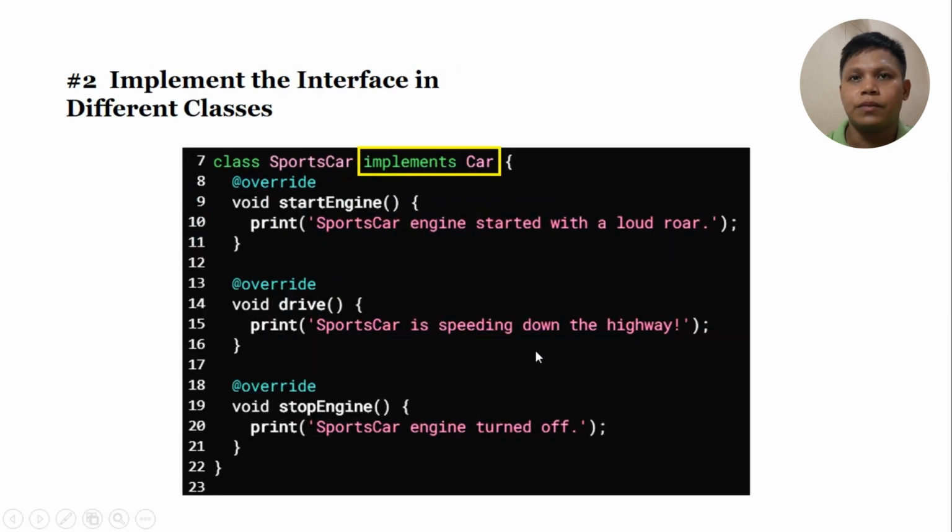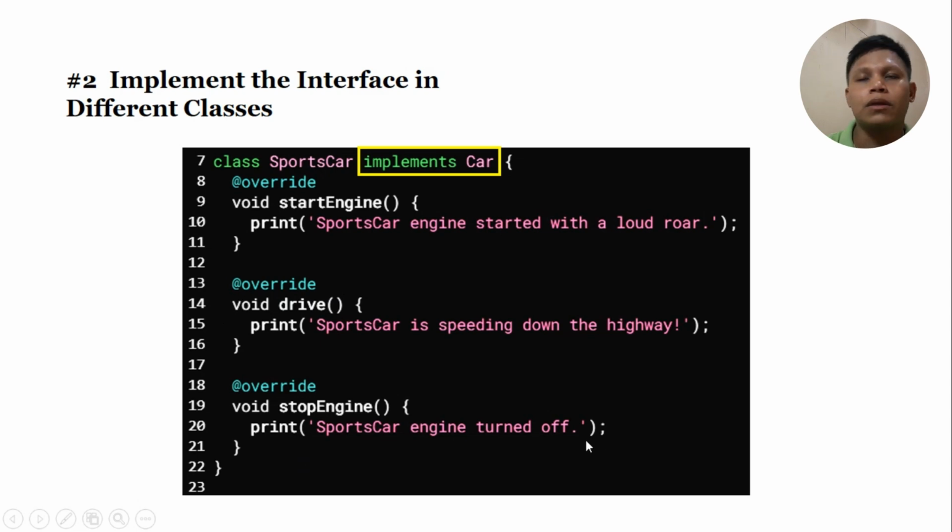And since we're overriding, this SportsCar is now mandated to provide the specific instructions for when it's going to start its engine. So in this case, when the car starts its engine, it is going to do this. This is its instruction, which is going to print this. And also, once the sports car drives, this is what happens. This is its instruction. Same also with stop engine.